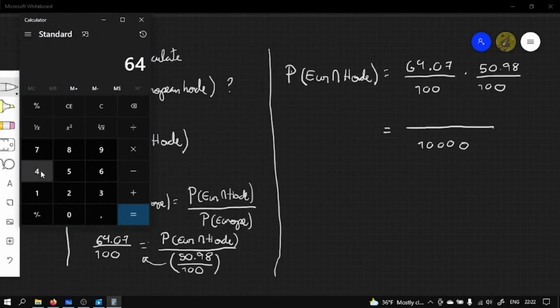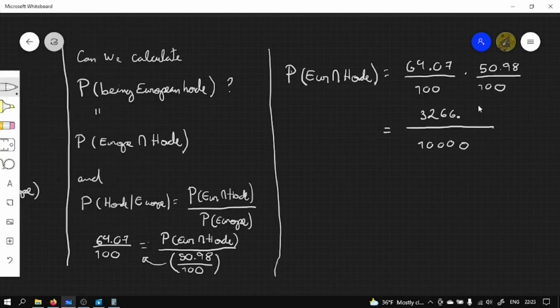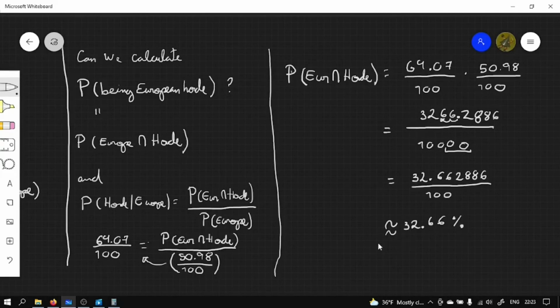Which we will not do using Python, but using the normal calculator, because this computation is not so difficult. We just put two zeros on the other side, so we have over 100, which is the definition of percent. So there is a probability of 32.66% that you are a European Horde if you play WoW.